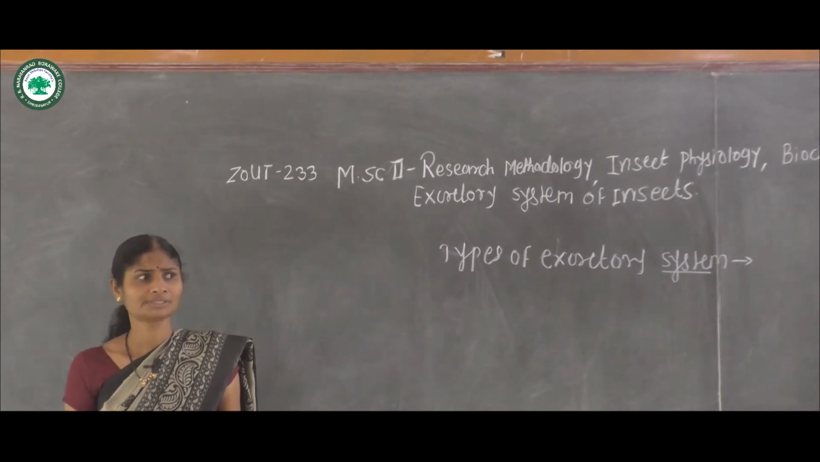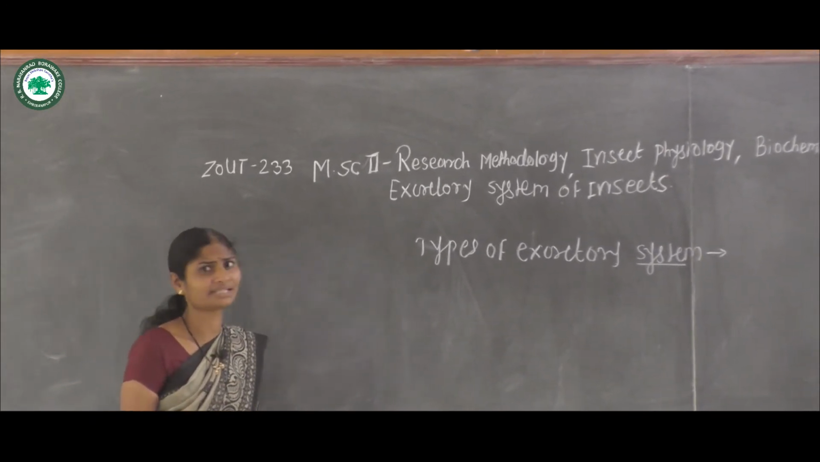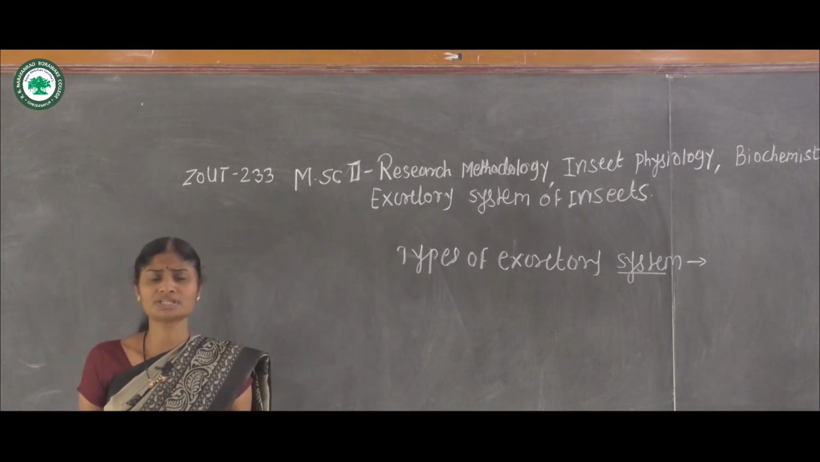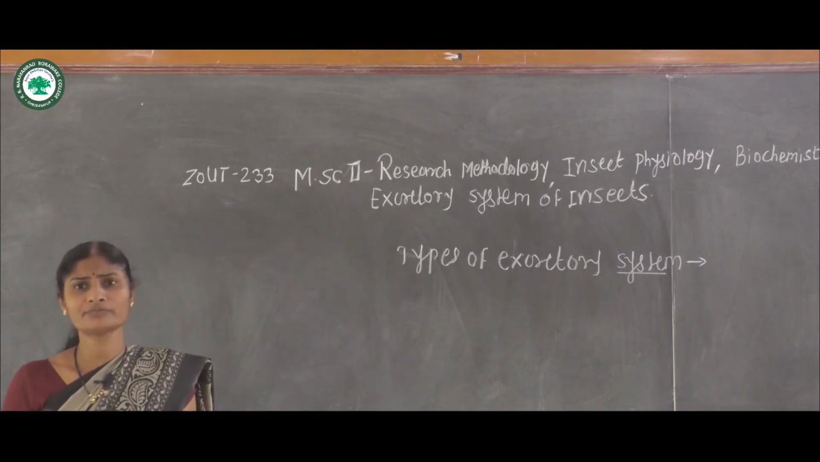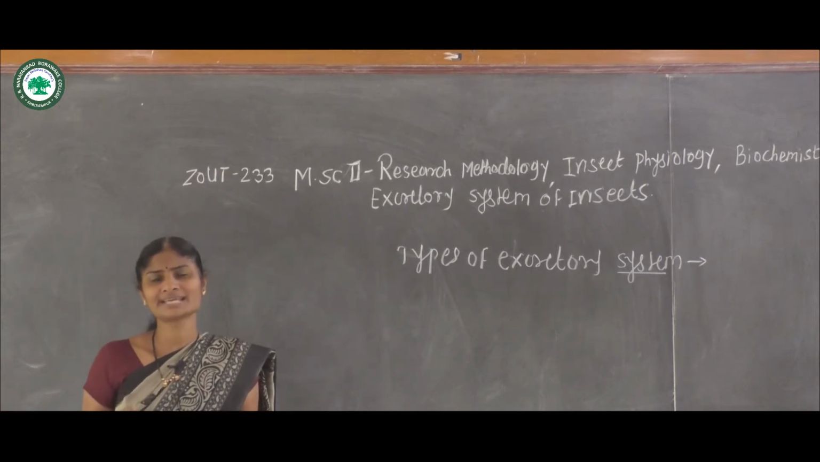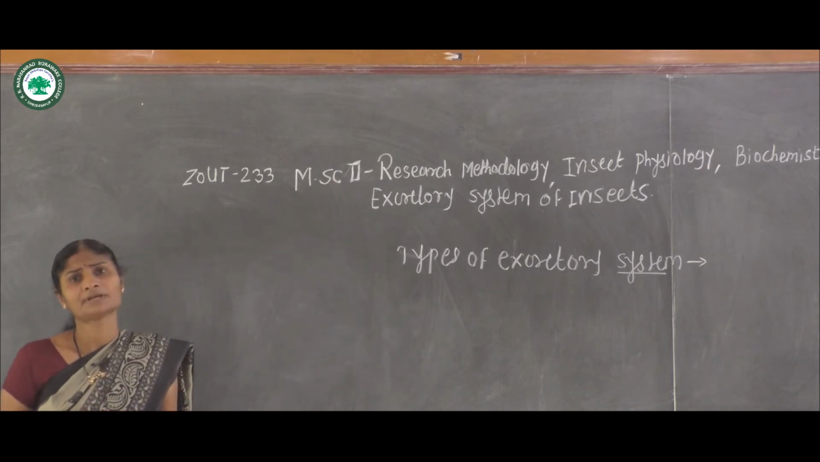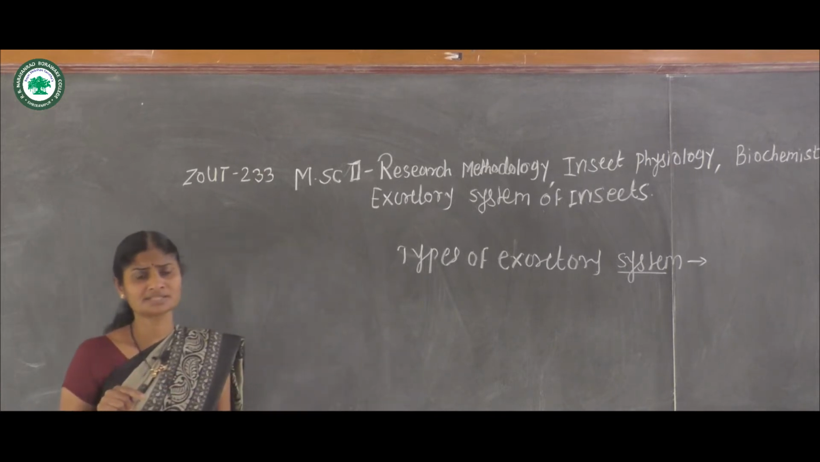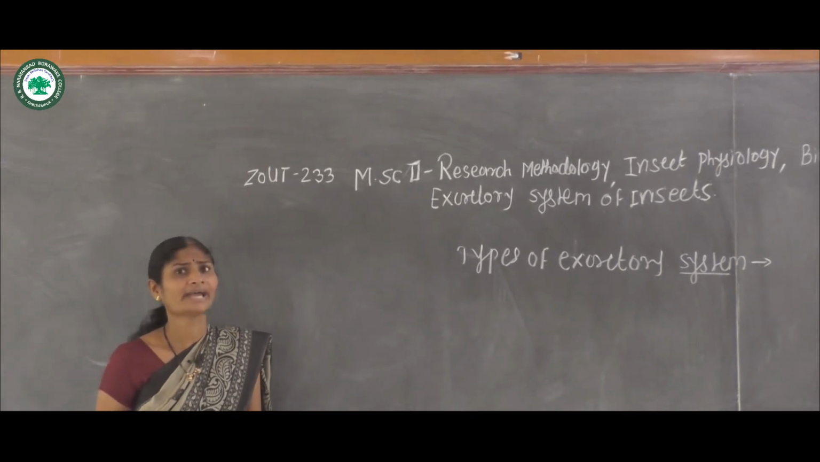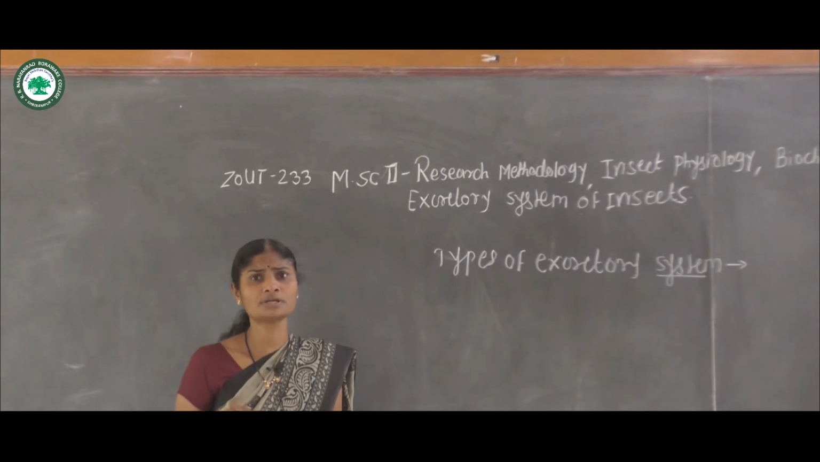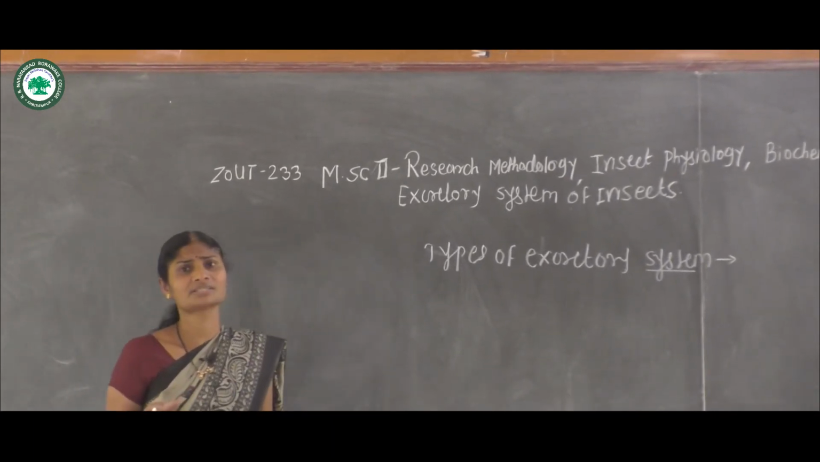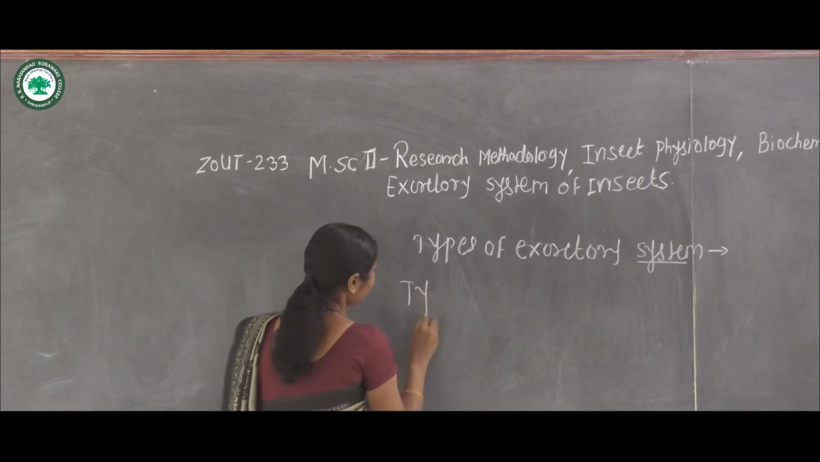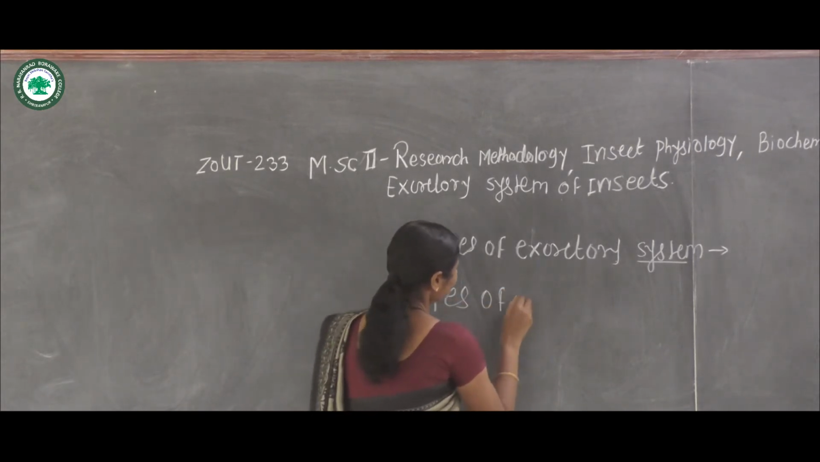Today we learn about the excretory system in insects. What is meant by excretion? Excretion means elimination of nitrogenous waste products or metabolic waste products from the body or cell. This excretion mainly consists of toxic substances, which are produced during metabolic reactions and eliminated from the body. Two types of excretory systems are present in insects.